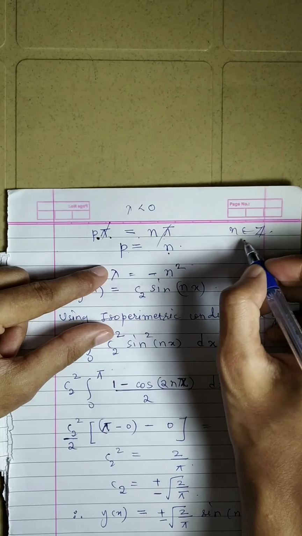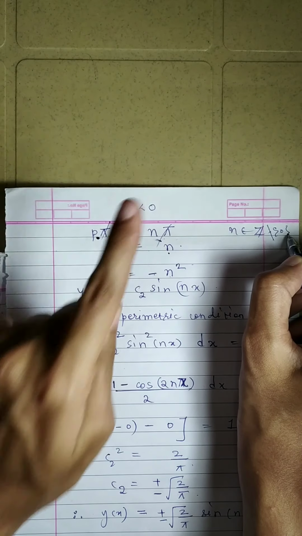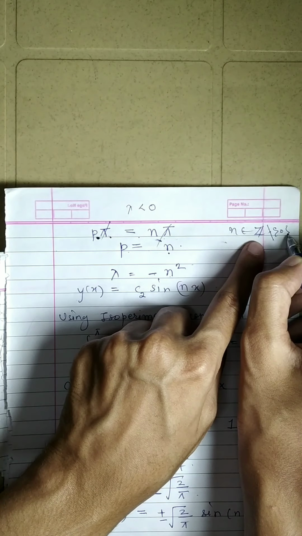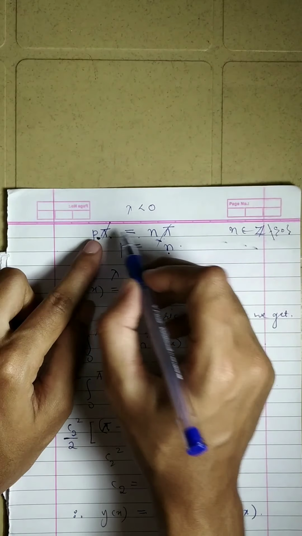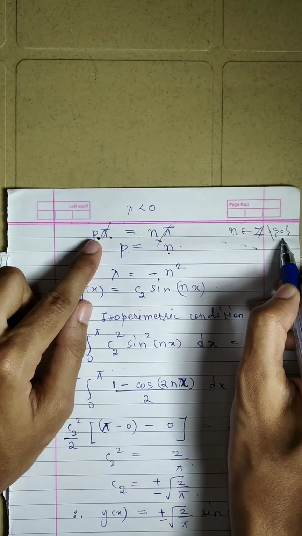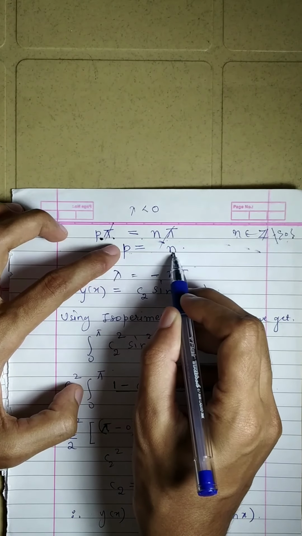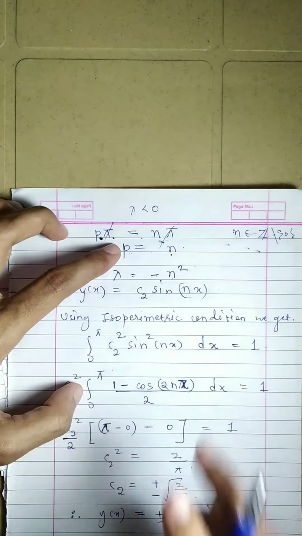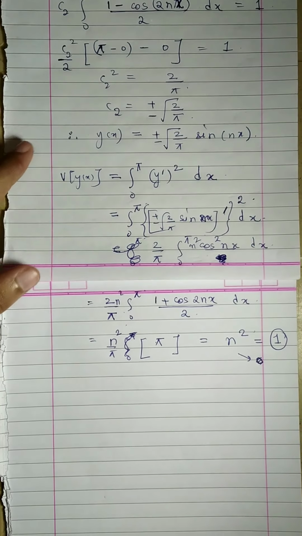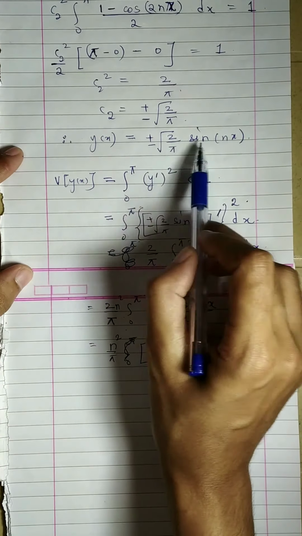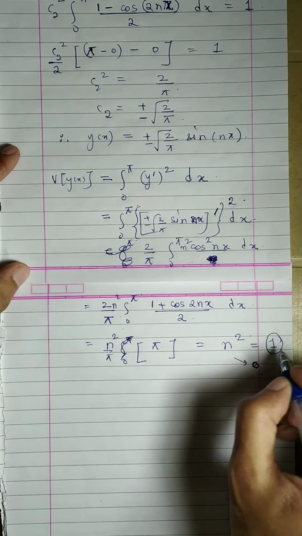So in fact here this n should be different from 0. This equation is true for n belonging to integers, but in our problem, for the case that we have considered, it will be different from 0. So lambda is any other value, so p is not 0 but any other n. Okay, and we have got that V of y of x, on this y of x, the value of V of y of x is n square, and the minimum value will be equal to 1.